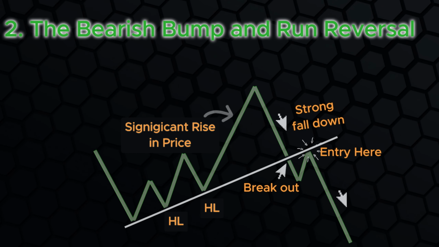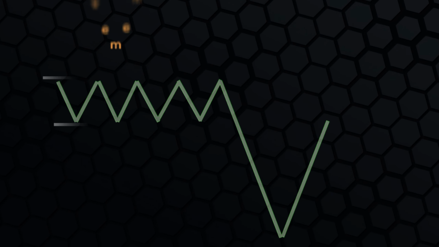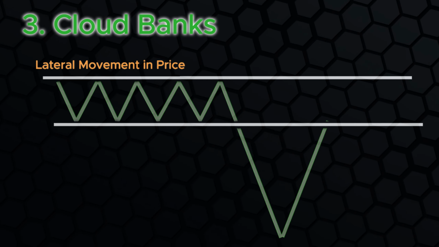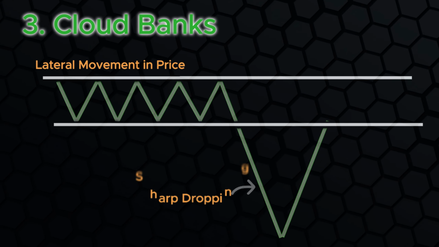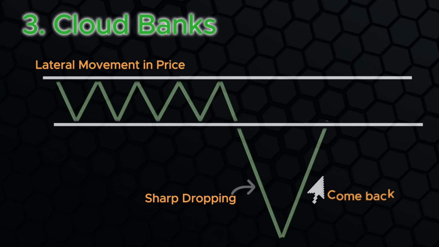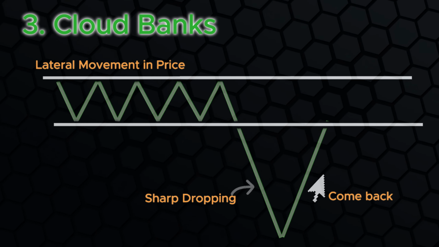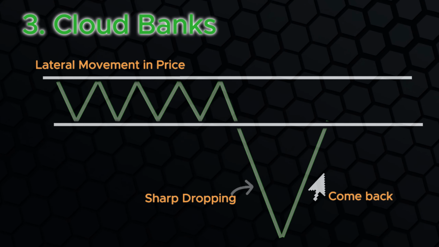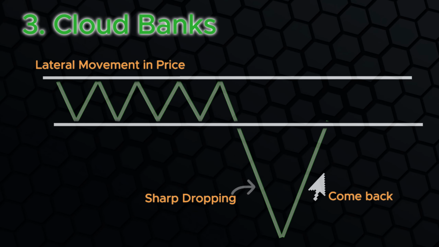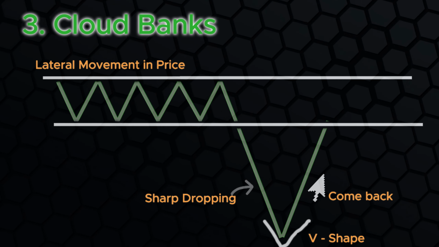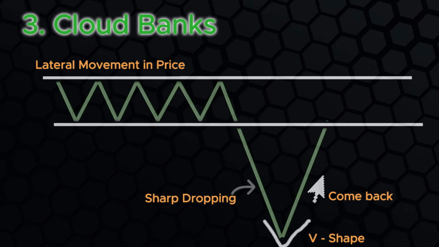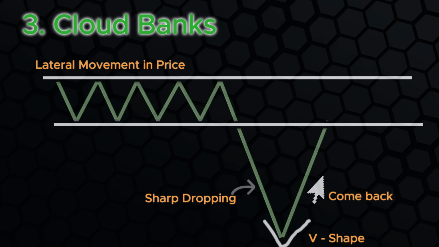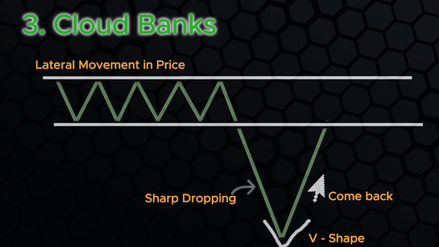The next pattern we will be looking into is called cloud banks. This pattern begins with a lateral movement in price, and after that, price produces a sharp decline, and then comes back up to encounter the great resistance produced by the initial lateral movement. Notice that in the cloud banks, we can observe a V-bottom pattern. The advantage here is that once the V-bottom formation is spotted, the trader has a clear goal for where price can go, which in this case is the resistance of the cloud bank.